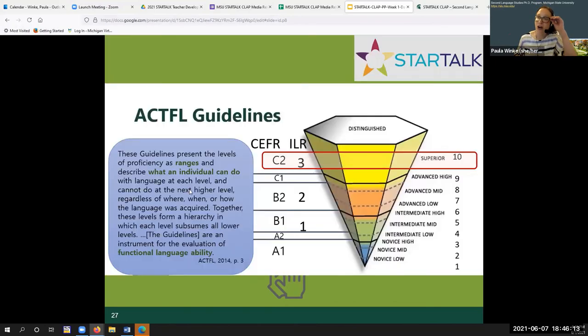So there are crosswalks where you can see how these scales are aligned. And it's funny to me that they've aligned it with the ILR, the Interagency Language Roundtable, which is really for adults out of college and above for working level proficiency. So obviously in high school, we're not trying to get people to working professional level proficiency, but we call that superior or 10 on the ACTFL scale, same as C2 on the CEFR scale. And there are these crosswalks, assuming that they are similar scales, but they're not. They were designed for different purposes, for different contexts, for different people, and with different languages in mind.